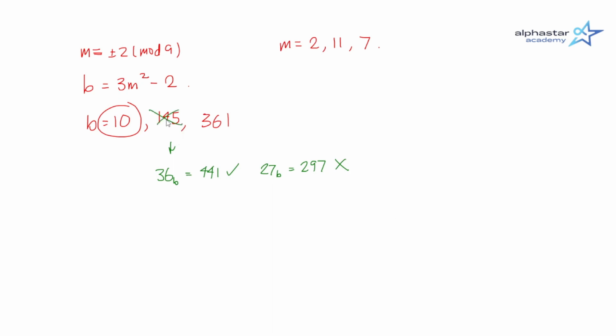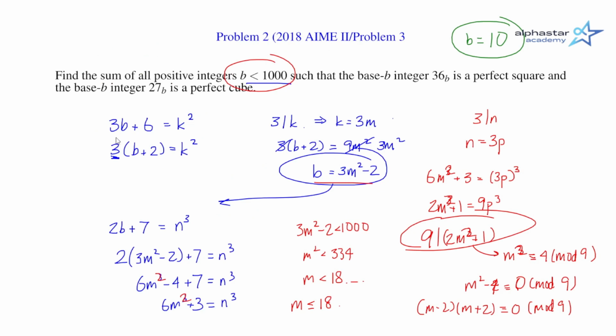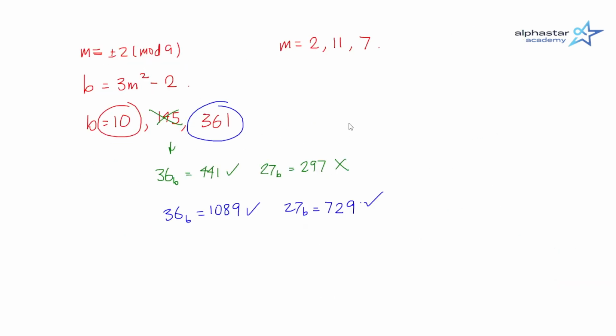Finally, 361. 36 in base b would be 3 times 361 plus 6, which is 1089, a perfect square, 33 squared. And then finally 27 in base b would be 2 times 361, which is 722, plus 7 is 729, and that is 9 cubed. So we see that 361 also works. So if we're asking for the sum of all positive integers, then we're looking for the answer 10 plus 361, or 371.